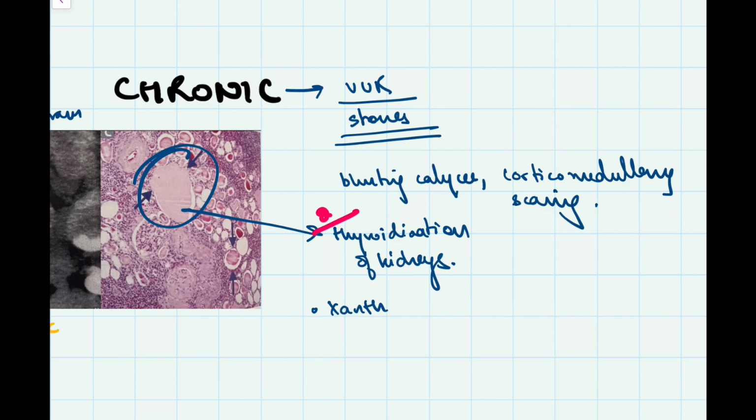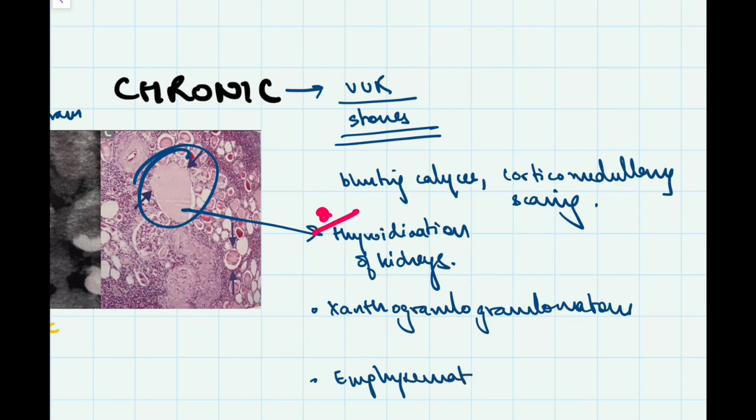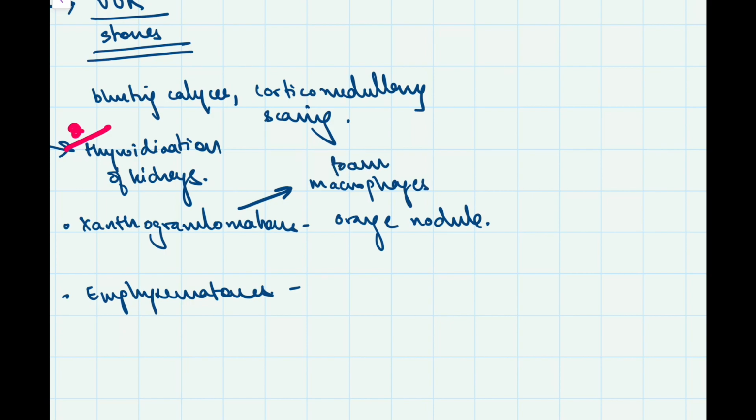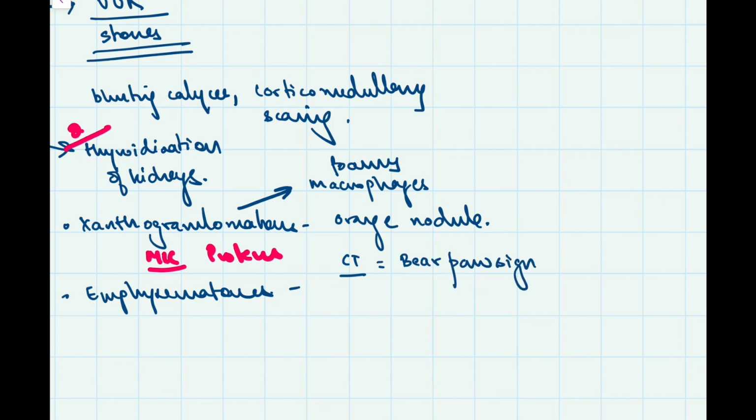There are two specific conditions, xanthogranulomatous pyelonephritis and emphysematous pyelonephritis. Right. So in xanthogranulomatous pyelonephritis, there are orange colored nodules in the kidney that mimic a tumor, and it is characterized by widespread kidney damage due to this granulomatous tissue, right? The granulomatous tissue again will contain foamy macrophages. The most common organism associated with it is Proteus. On CT, the appearance is called the bear paw sign, right? The kidney appears like the paw of a bear on CT.